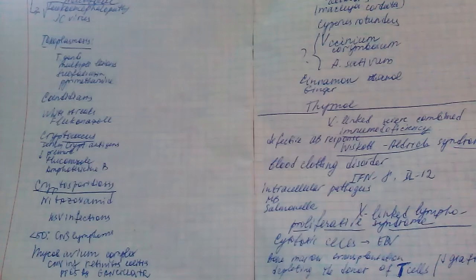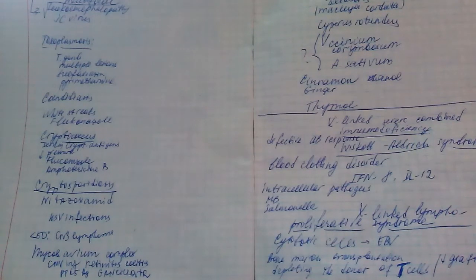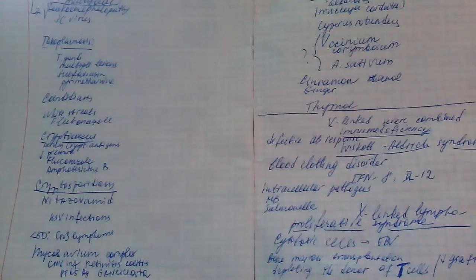Among inherited immunodeficiency syndromes, Wiskott-Aldrich syndrome is referred, when there is a blood clotting disorder. Interferon gamma and interleukin 12 defects are characterized by accumulation of intracellular pathogens such as Mycobacteria and Salmonella.